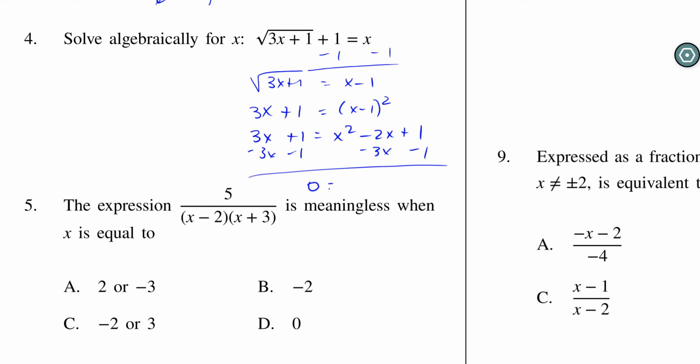And we get 0 equals x squared minus 5x, which is factorable. I can factor out x, which leaves me with x minus 5, giving me two answers of 0 and 5. I have to check both of them. If I plug in 0, I'm going to get the square root of 1 plus 1 equals 0, which does not check. 5 does check, so we're all good.